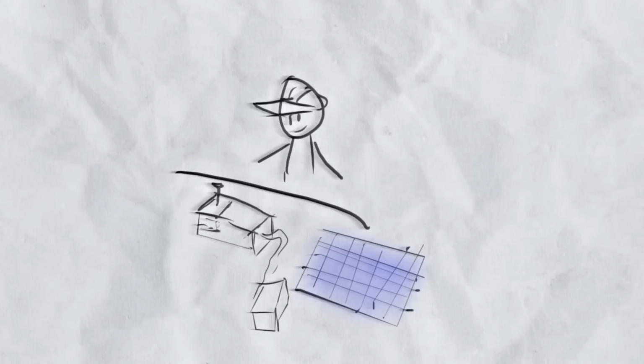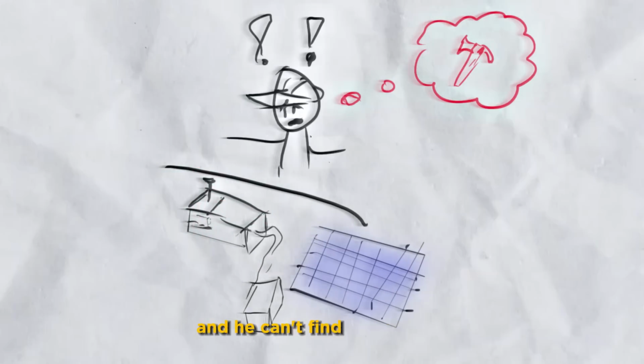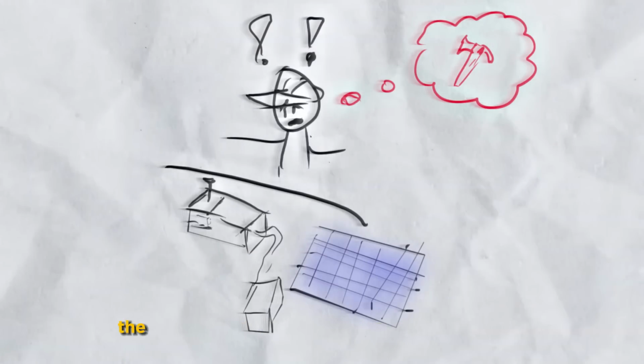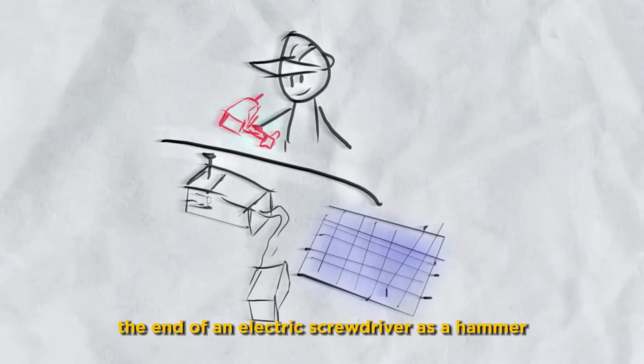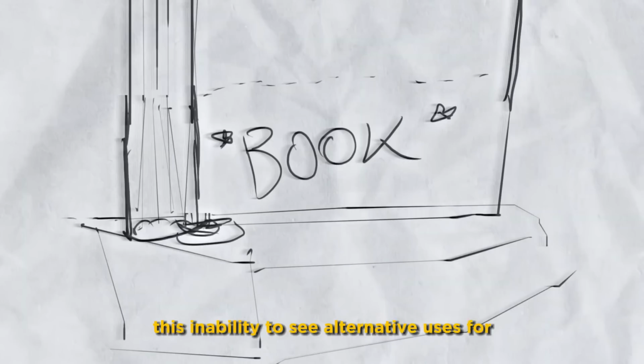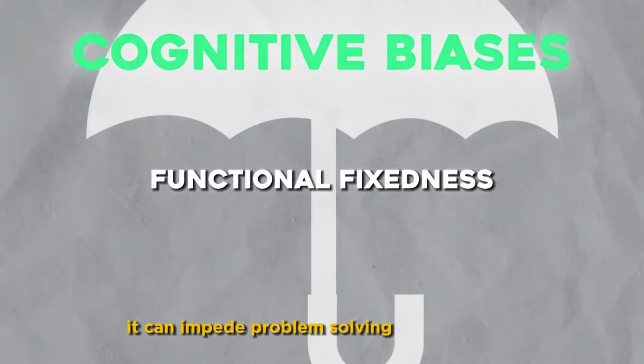Functional fixedness. Picture Josh doing an engineering project in his garage, and he can't find his hammer. He spends hours looking for his hammer when he could have used the end of an electric screwdriver as a hammer, or the back of a book. This inability to see alternative uses for objects beyond their traditional functions is known as functional fixedness, part of the category of cognitive biases. It can impede problem solving and creativity.